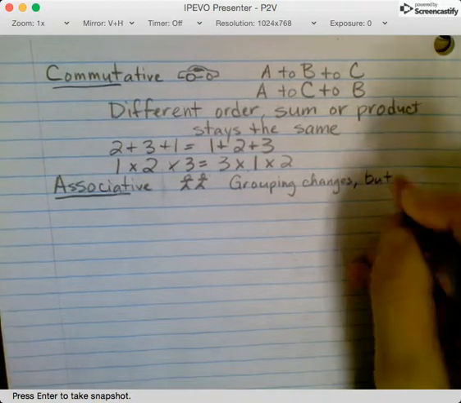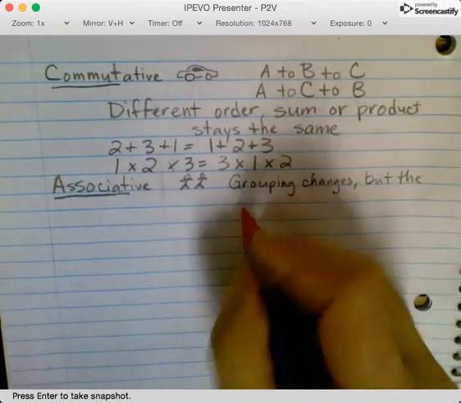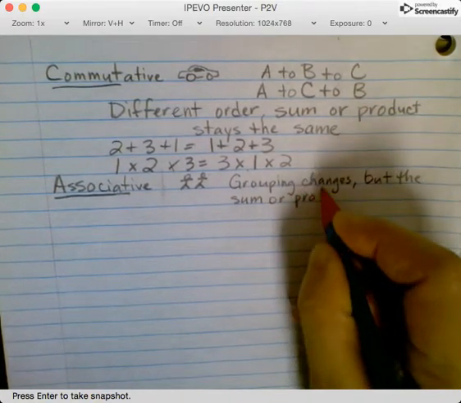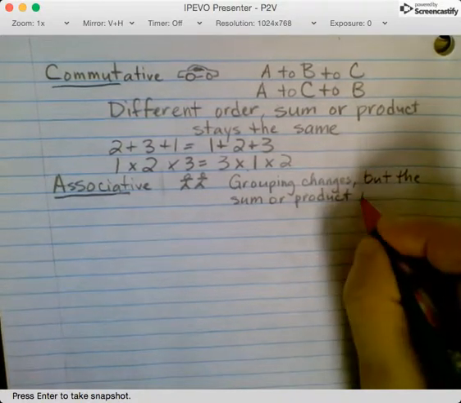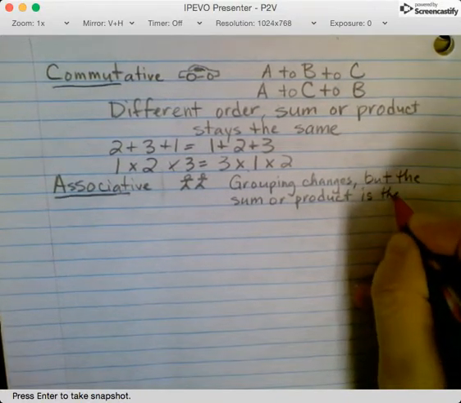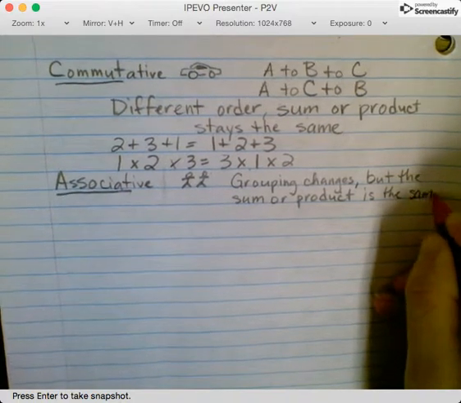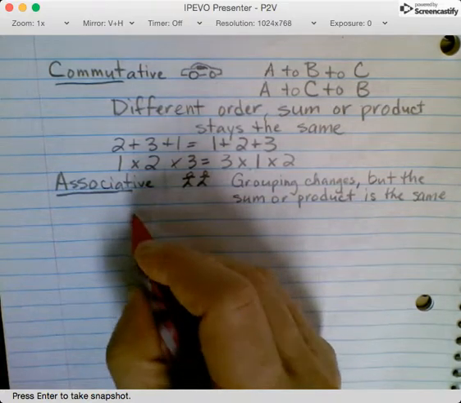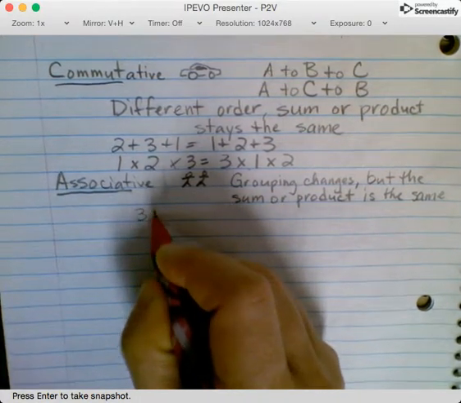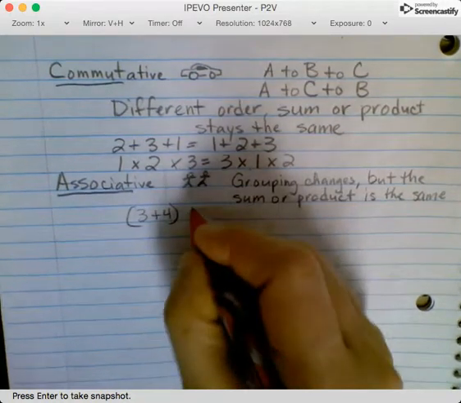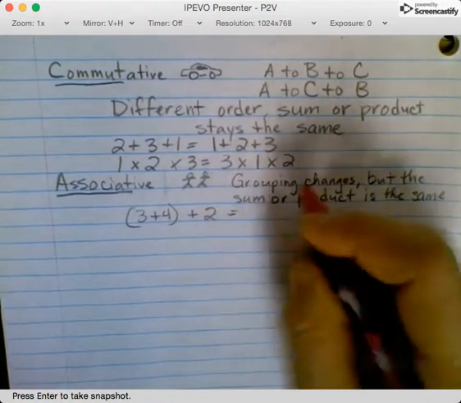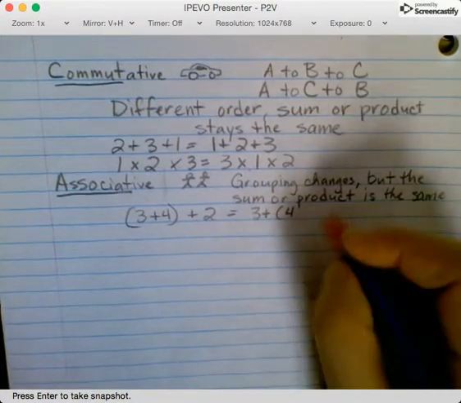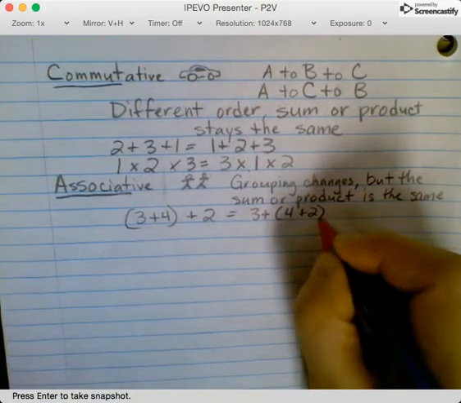but the sum or product is the same. So let me give you an example here. Let's say I do 3 plus 4 in parentheses plus 2. Or I put this the other way around, and I do it this way.